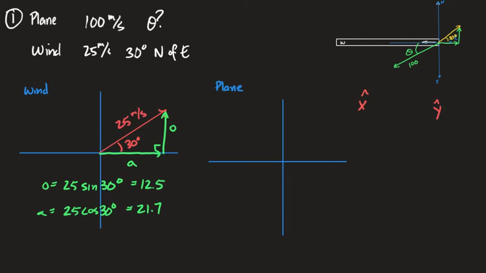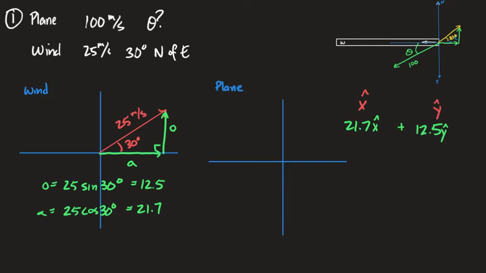Now, those represent the two components, but I need to look here to recognize which one's x and which one's y, and whether they're positive or whether they're negative. From what I've put here, it looks like they're both positive, and the adjacent side is in the x direction, and the opposite side is in the y direction. So, 21.7 x hat plus 12.5 y hat. Both positive. Any questions yet?